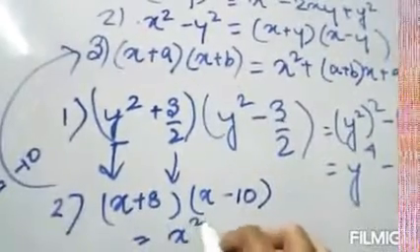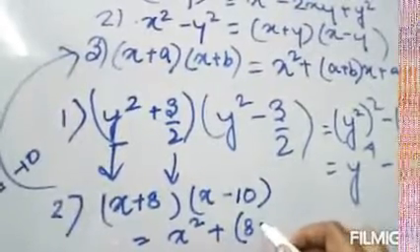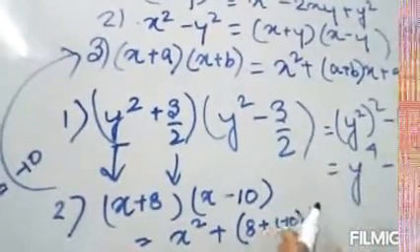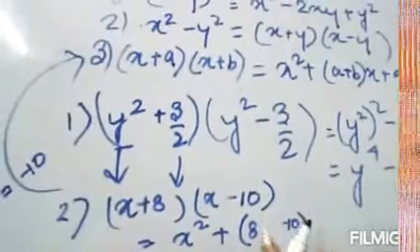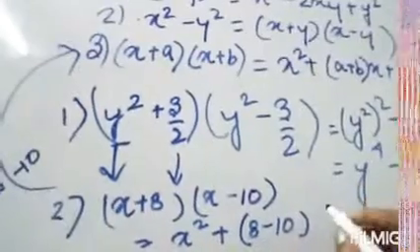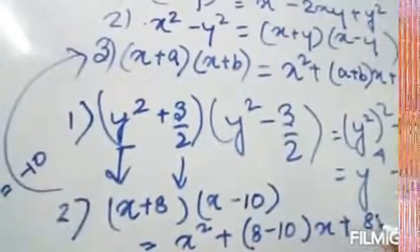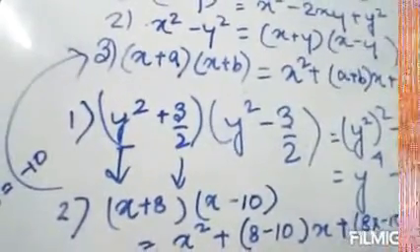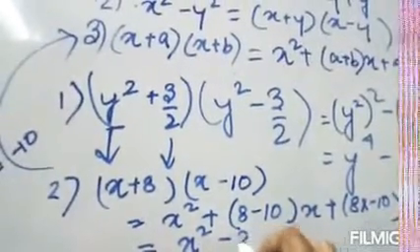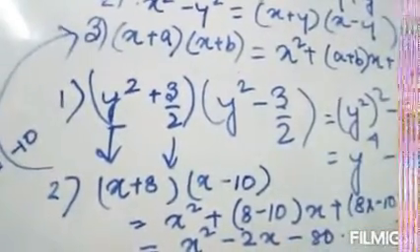First term is x square plus a plus b. What is a? 8. What is b? B is minus 10. Or we can say minus into plus is minus, so we can directly write minus 10. Correct? Into x plus a into b. What is a? 8. What is b? Minus 10. So it will be x square minus 2x minus 80. This will be your answer.